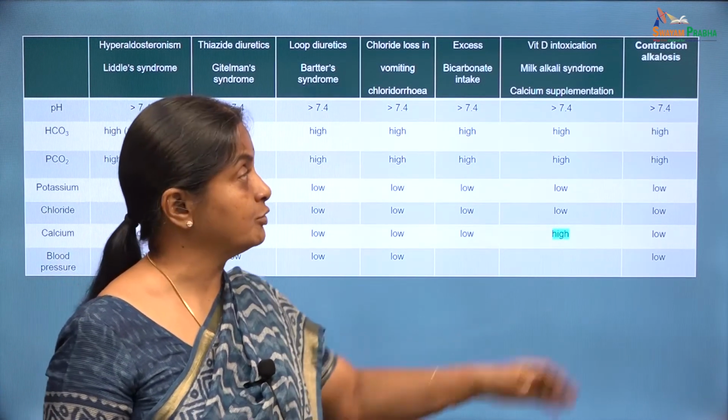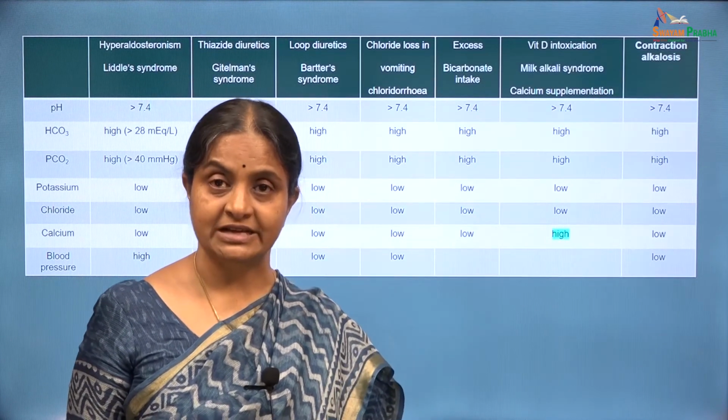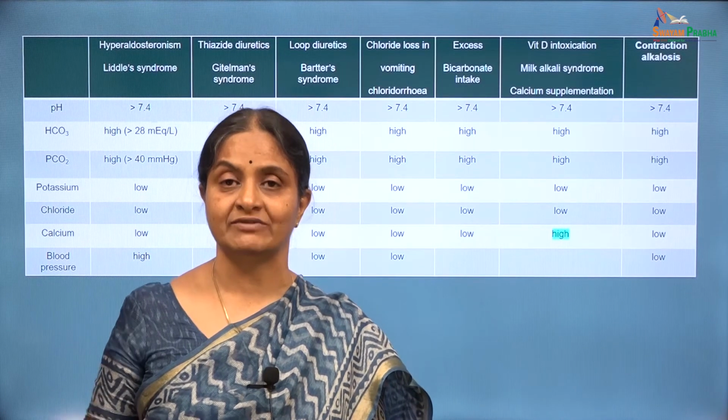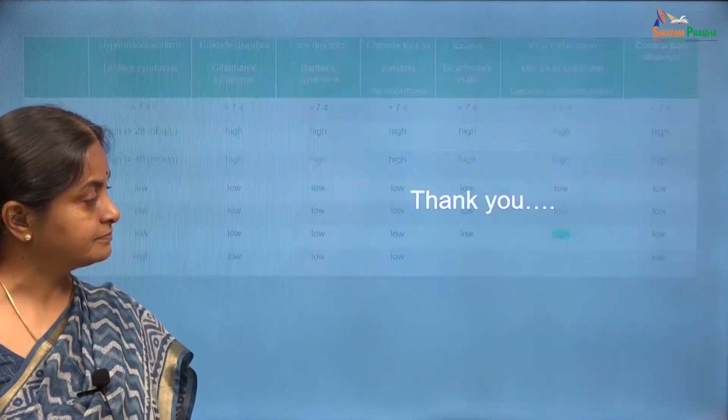To keep things simple, you could think of contraction, volume contraction, as a state where aldosterone levels will be high, and that will induce the alkalosis.